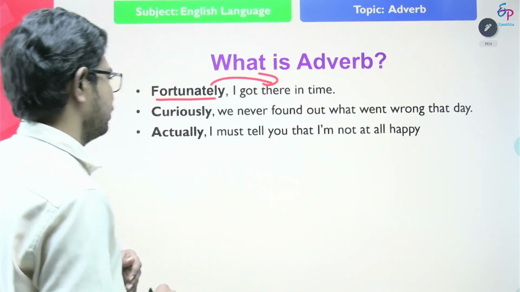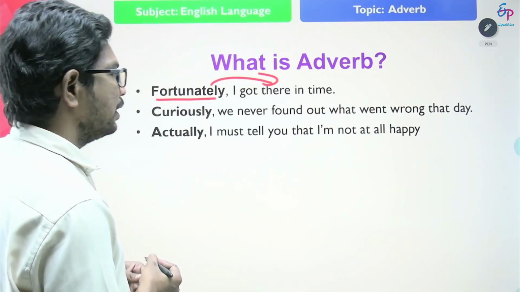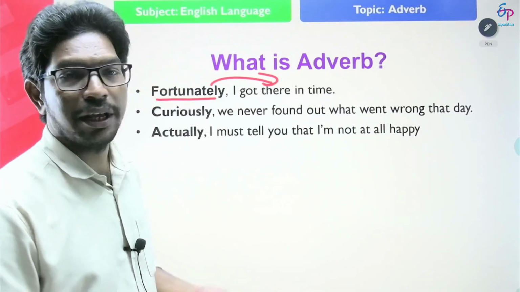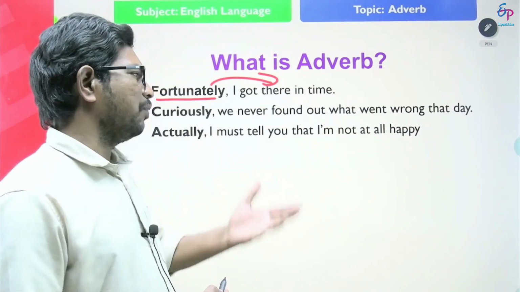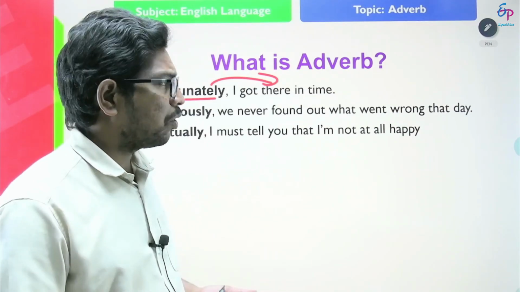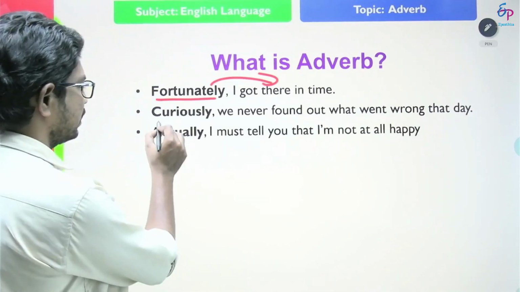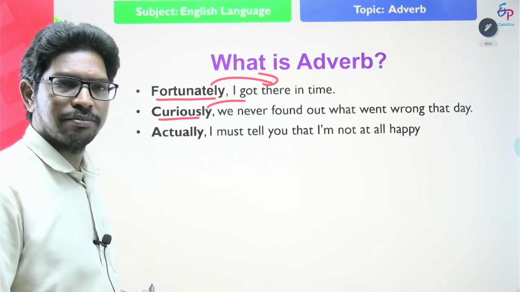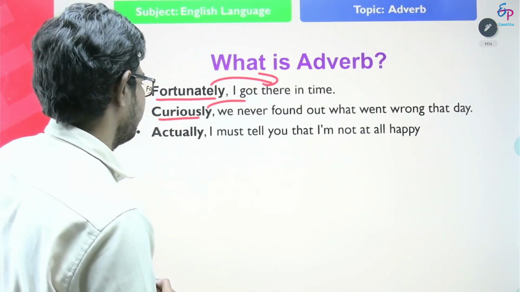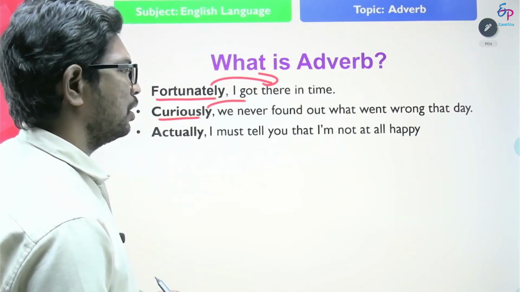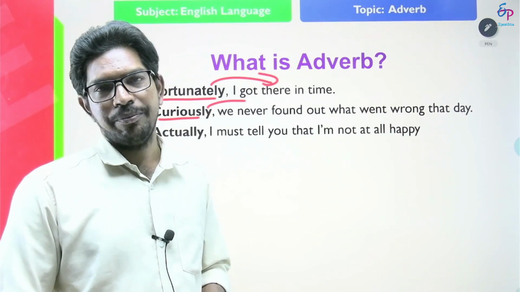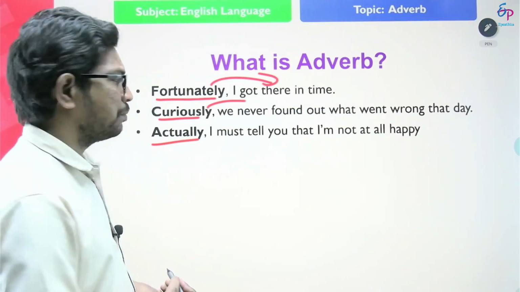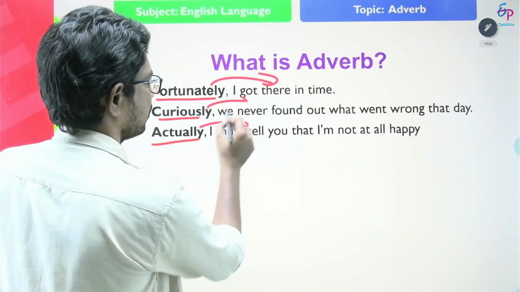Look at another example. Curiously, we never found out what went wrong that day. So here in this sentence, curiously is an adverb that is modifying the whole sentence. Look at another example. Actually, I must tell you that I am not at all happy. In this sentence, the word actually is an adverb that is modifying the whole sentence.